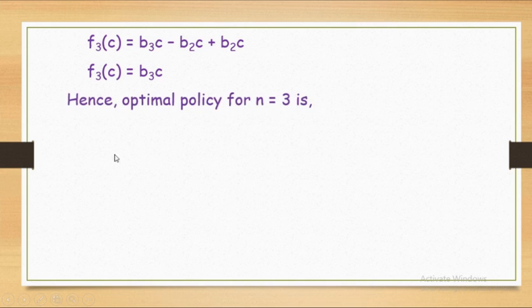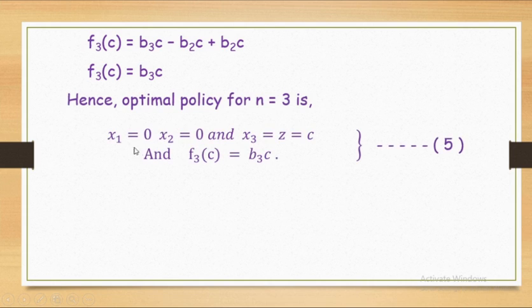Hence, the optimal policy for n equals 3 is x1 equals 0, x2 equals 0, and x3 equals z, which is equal to c. And f3 of c is equal to b3 of c. Equation number 5.